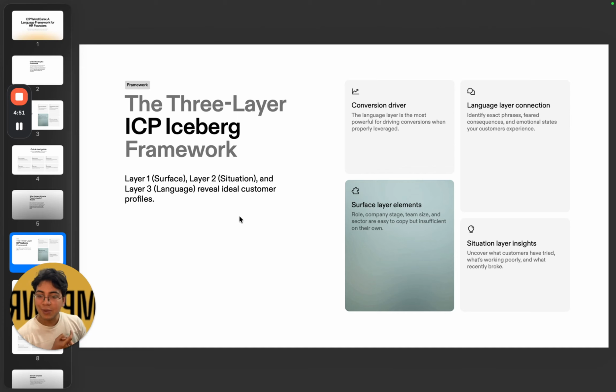Layer two is about situation: what they tried in the past, what actually worked, what didn't work, what broke them, what's frustrating for them.